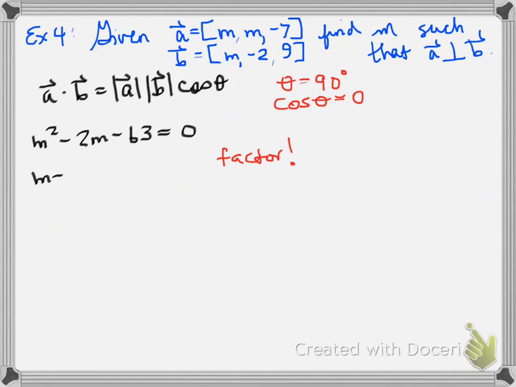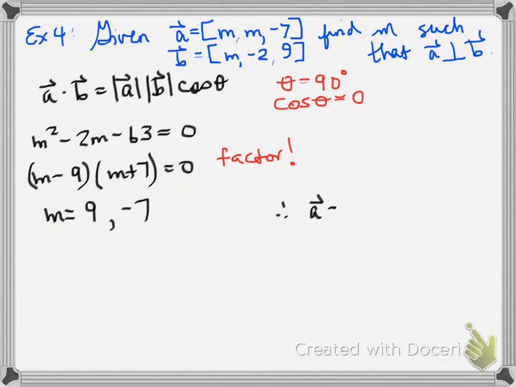So what's important is to note what you have there. You have a quadratic equal to 0. You should try to factor first. And once you factor, you find out that m minus 9 times m plus 7 is equal to 0, and that satisfies the quadratic. M equals 9 and negative 7.